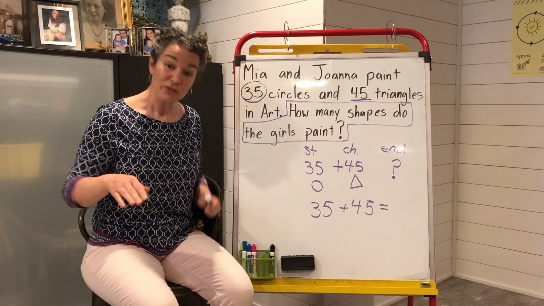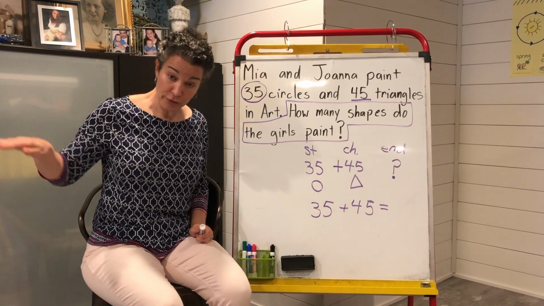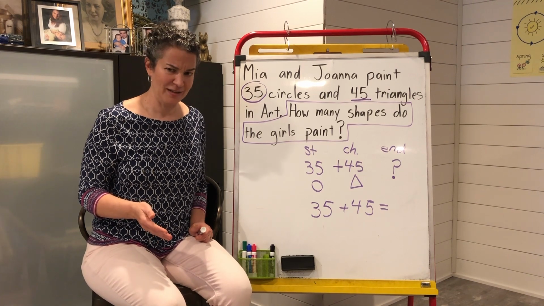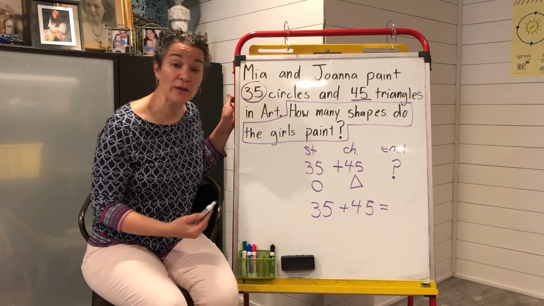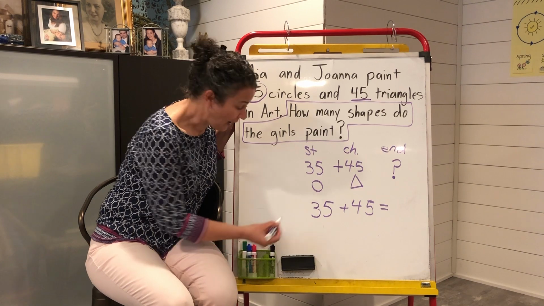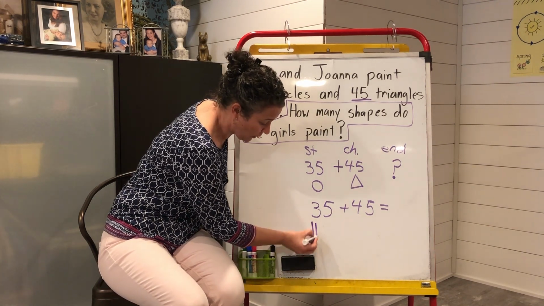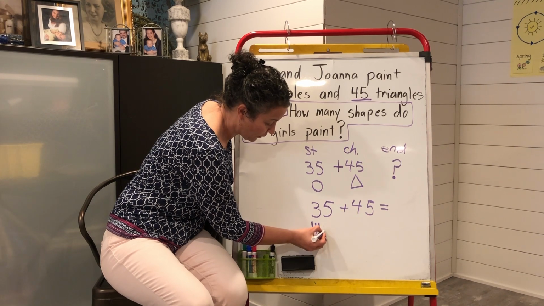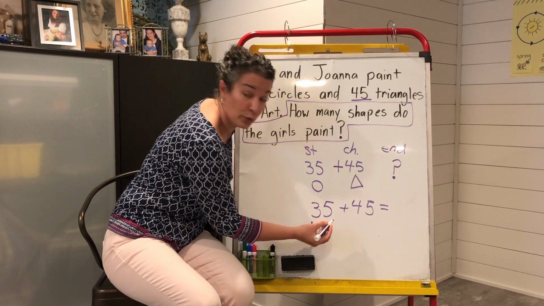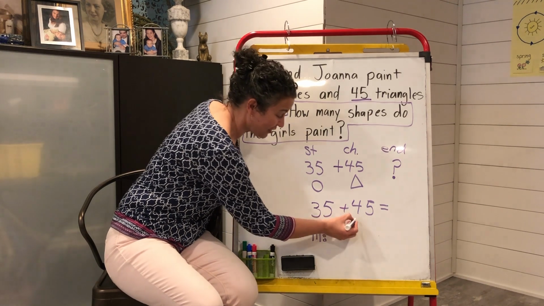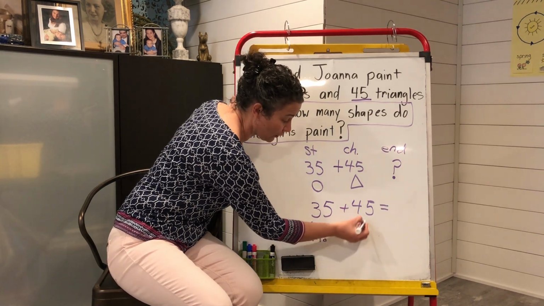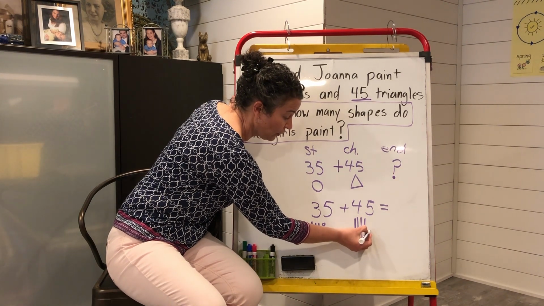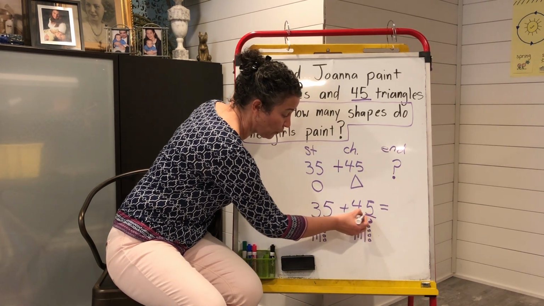Now, let's do what we did before. Let's solve it horizontally first, and then we'll do it again vertically, just to prove we're right, because we're awesome. You ready? All right, my friends, 35. What do I need to do? Yeah, I need 3 10 rods, 10, 20, 30, and you're right, 5 ones. 1, 2, 3, 4, 5. 45, what do I need? Yes, I need 4 10s, 10, 20, 30, 40, and how many ones? 5 ones. 1, 2, 3, 4, 5, and we're putting it together.